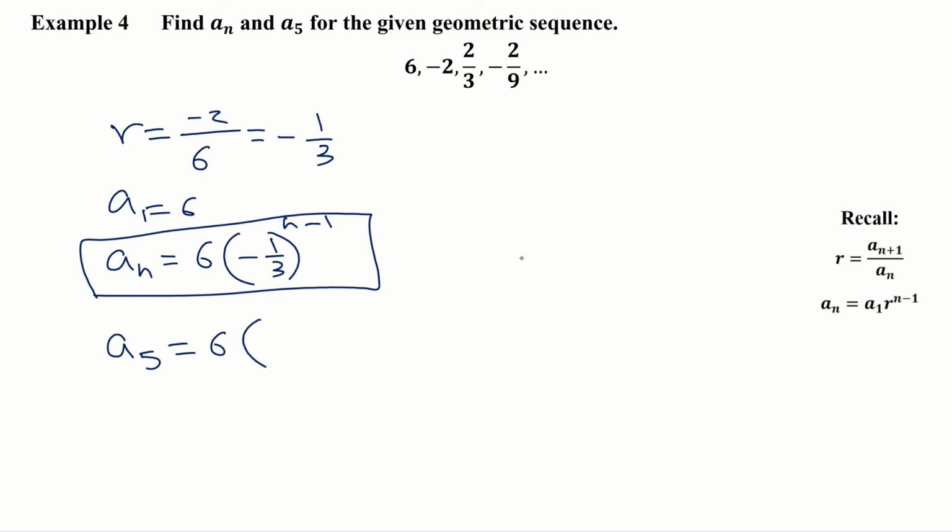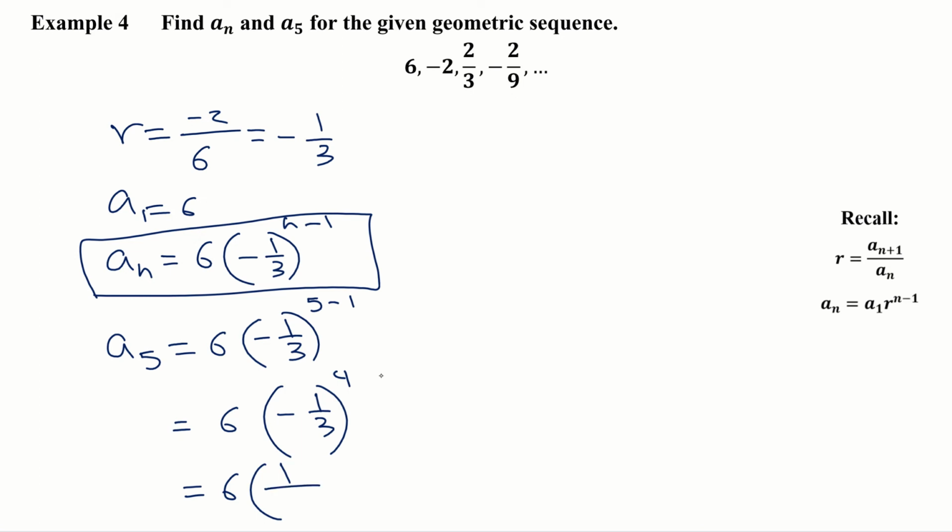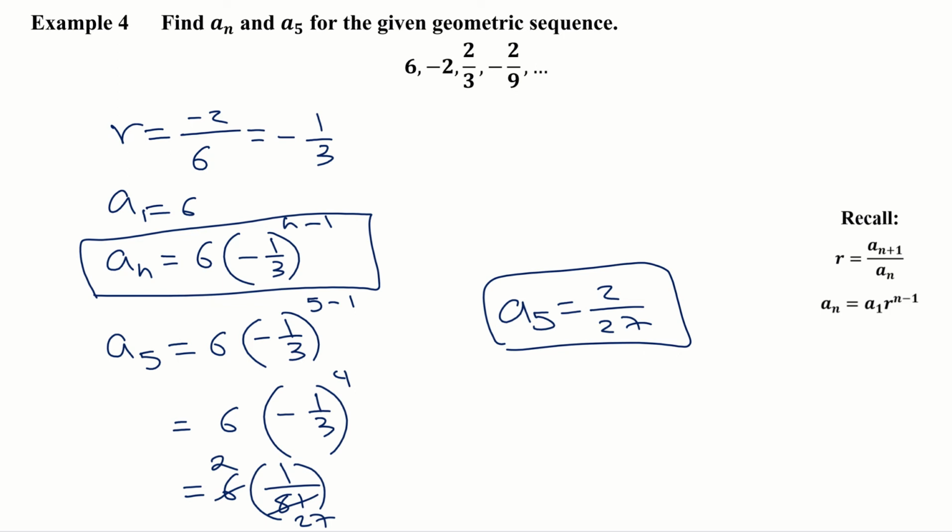So we get 6 times quantity negative 1/3 to the power of 5 minus 1. That means 6 times negative 1/3 to the power of 4. Now that power of 4 is going to generate a positive result. So we get 6 times 1/3 to the 4 is 81, and it's going to be positive. And now I know that 3 goes into 6 twice and into 81 27 times. So we get a5 equals 2/27. And that's all we have to do there, okay?